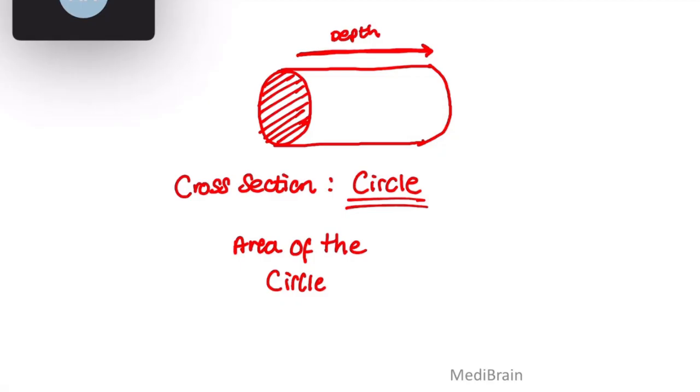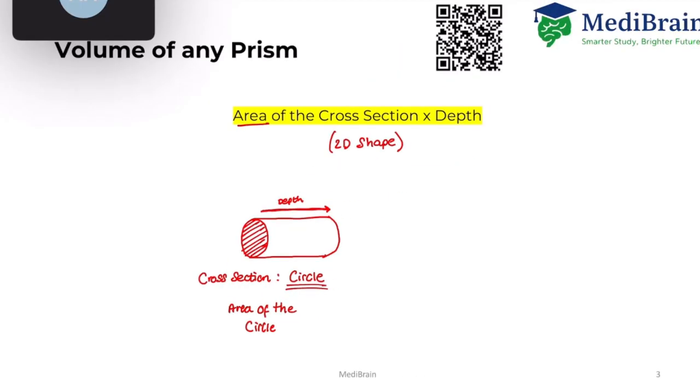Okay, so whenever we're working out the volume of any prism, you work out the area of the cross section and then you multiply it by the depth. Okay, and the area of the cross section is just the 2D shape that you have. If you have a cylinder, the 2D shape is a circle.